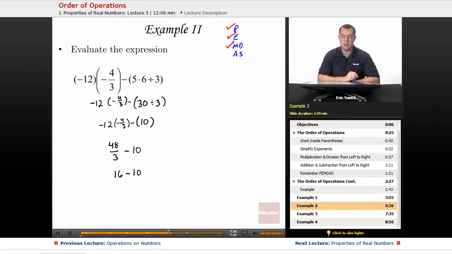Okay, on to addition and subtraction. 16 minus 10, 6. And now I've completely simplified this one, and I can call it done.